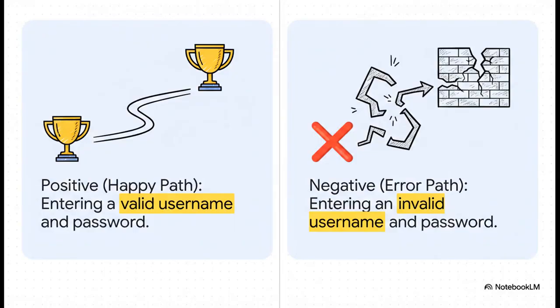At its most basic, testing really splits into two main paths. First, you've got positive testing. This is what we call the happy path. You're just checking that the software does what it's supposed to do. You log in with the right password, and it works. Easy. But then you have negative testing, the error path, where you are intentionally trying to break it. You throw invalid stuff at it just to see how it reacts. And you need both. They're absolutely critical.